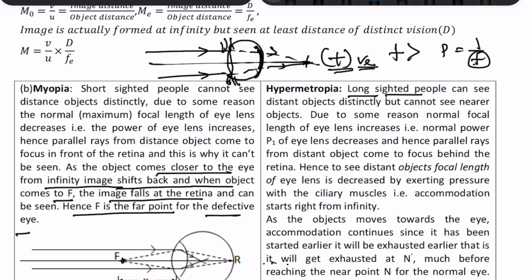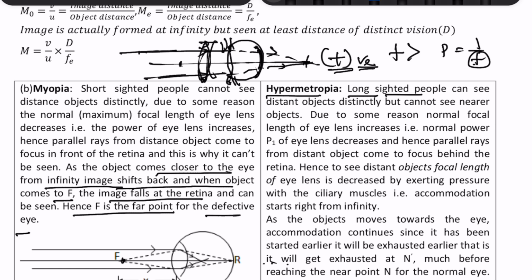So accommodation starts from infinity. I am saying that you can see the distant object, but to see the distant object, even when the object is at infinity, you have to apply pressure on the eye lens. Now as it starts earlier, it exhausts earlier, before reaching our near point. So you cannot apply more pressure on the eye lens. That is why you have to use the auxiliary convex lens here, correct?